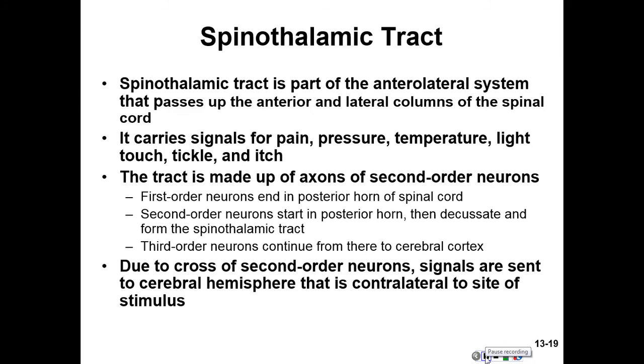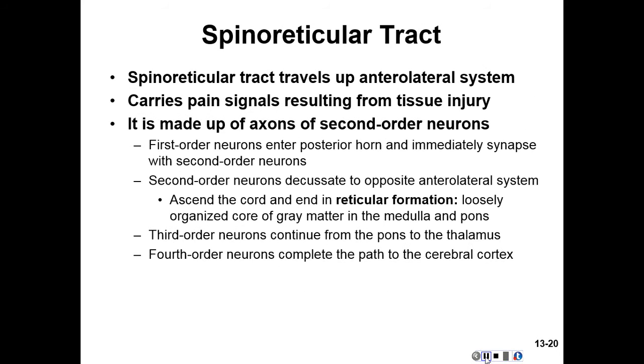So here the third order neurons will continue up to the cerebral cortex, where they form a synapse at the thalamic region. So again, the tracts by name carry specific sensations. As you learn chapter 12, and as we go through 13, you will see that the different tracts carry different specific functions: hot, cold, tickle, itch, pain, pressure, vibration, things of this nature.